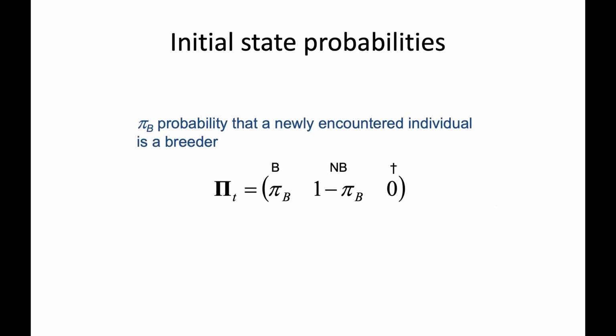So how do we build this model? Let's specify the model. First thing we need, and it's a big difference with multi-state models, we need initial state probabilities because we cannot assign states to individuals with certainty, even at the first encounter, okay? So we're going to define pi b, the probability that a newly encountered individual is a breeding individual, is a breeder in that particular example where we're interested in breeding states.